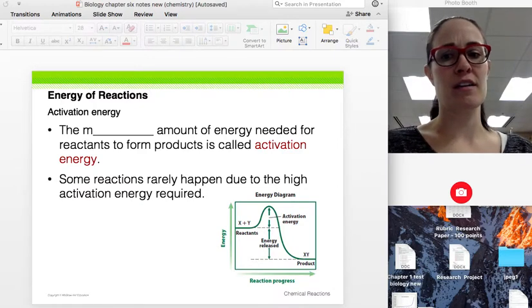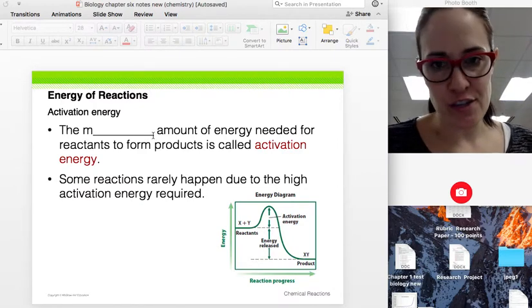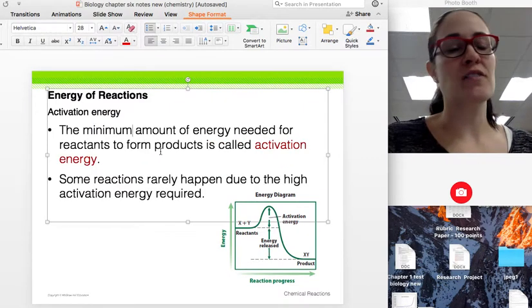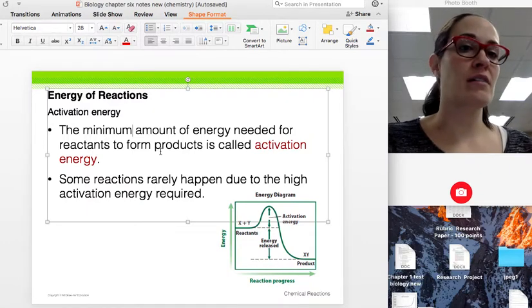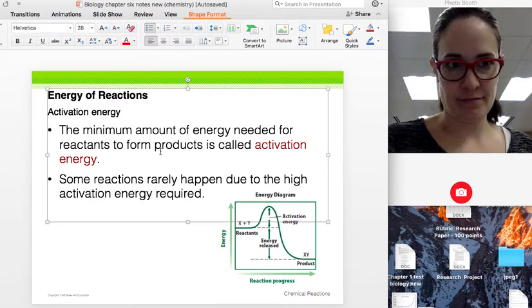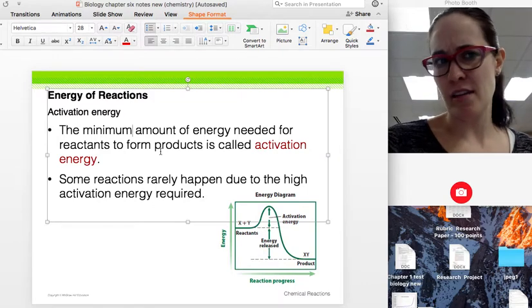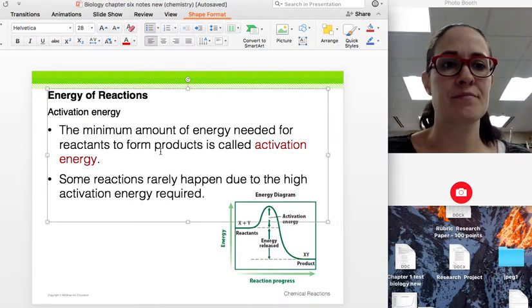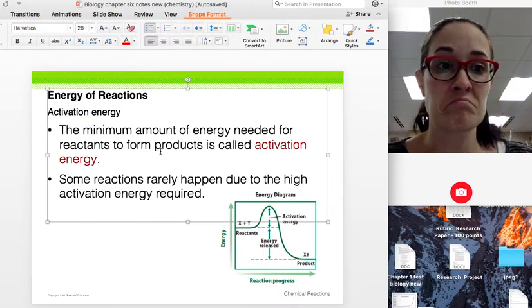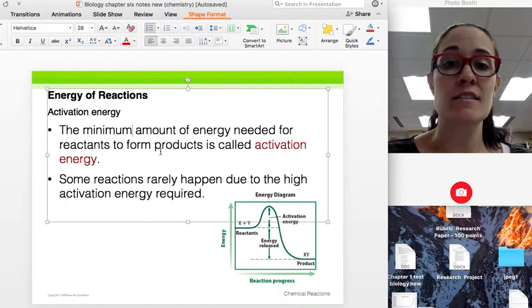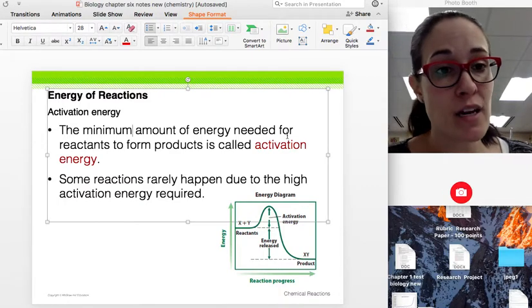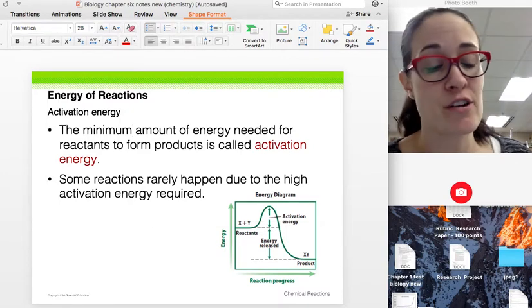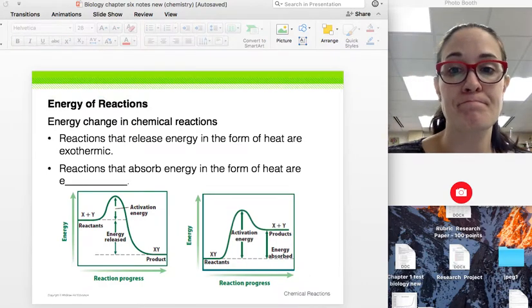Every chemical reaction needs some sort of energy to begin. That energy is called the activation energy. Just think about it. It does take energy to think, right? Do you just sit here and be a blob? It does take energy to do that, right? To talk. That activation energy is the minimum amount of energy to produce products. Some reactions actually rarely happen in the body due to the high activation energy needed to start those reactions.